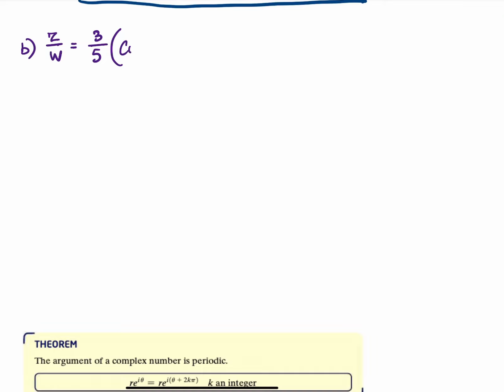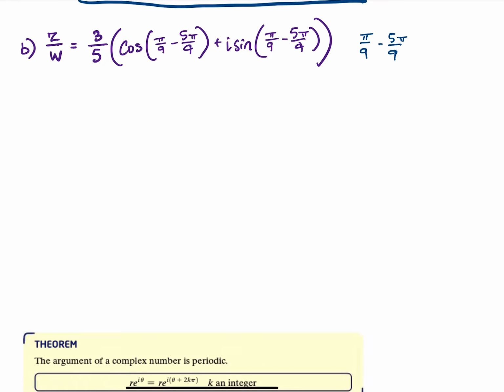So times cosine of pi over 9 minus 5 pi over 9 plus i times the sine of pi over 9 minus 5 pi over 9. So what would that new angle be? Pi over 9 minus 5 pi over 9. Notice we get a negative angle, negative 4 pi over 9.